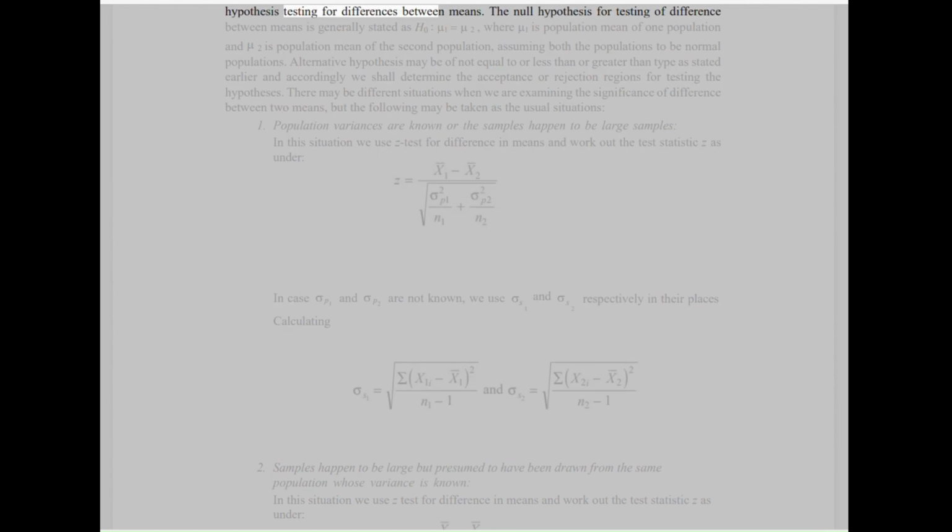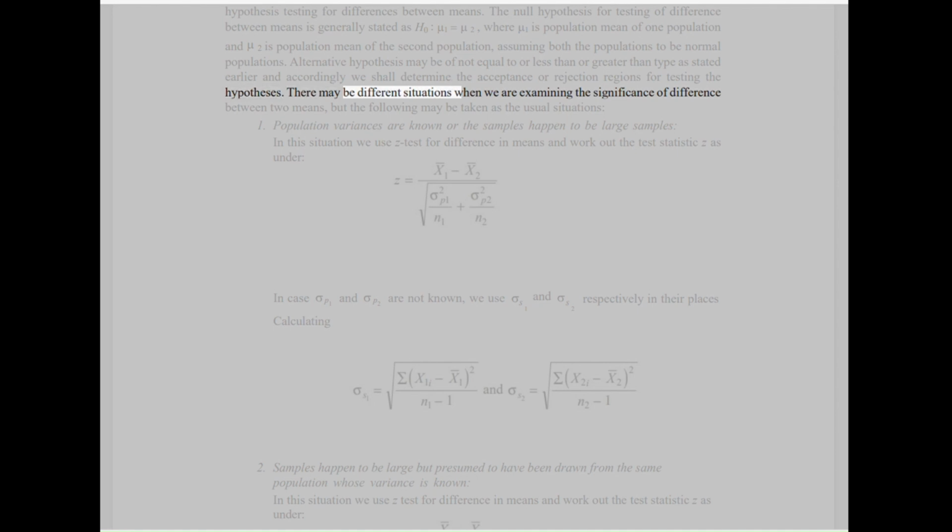Hypothesis testing for differences between means. The null hypothesis for testing of difference between means is generally stated as H0: mu1 equals mu2, where mu1 is population mean of one population and mu2 is population mean of the second population, assuming both the populations to be normal populations. Alternative hypothesis may be of not equal to or less than or greater than type as stated earlier, and accordingly we shall determine the acceptance or rejection regions for testing the hypotheses.